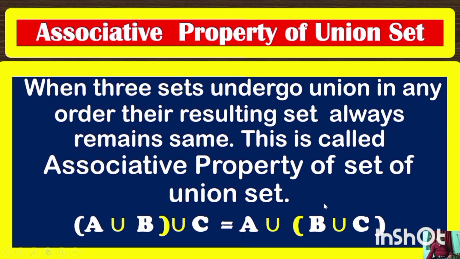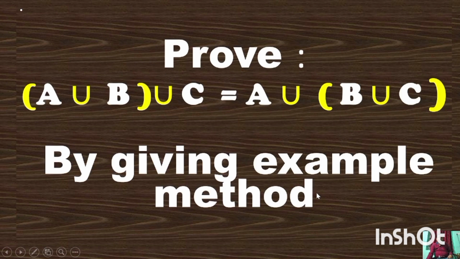Okay, it means the union of sets follows the associative property. So we have to prove it by giving an example. How to prove it by example? (A ∪ B) ∪ C is equal to A ∪ (B ∪ C). Understand? Let's see here.